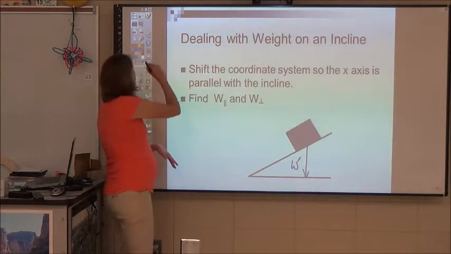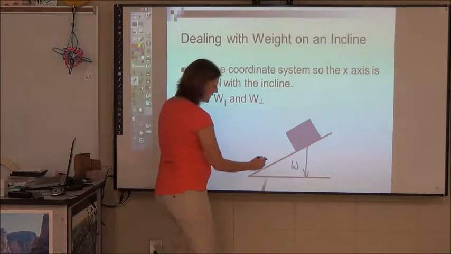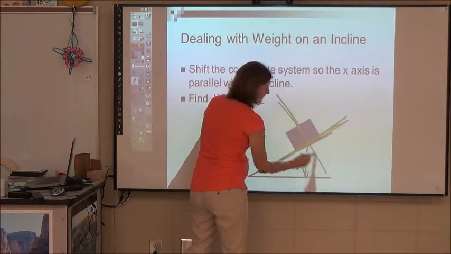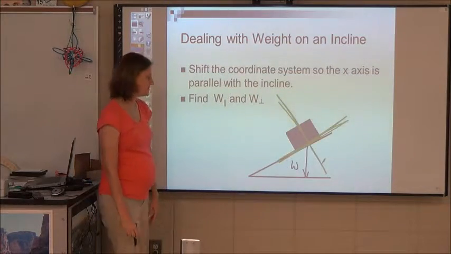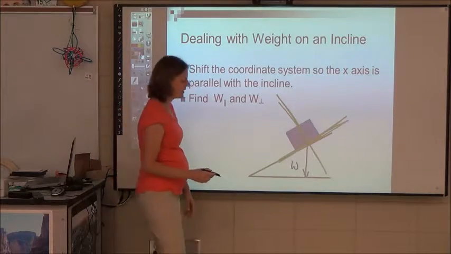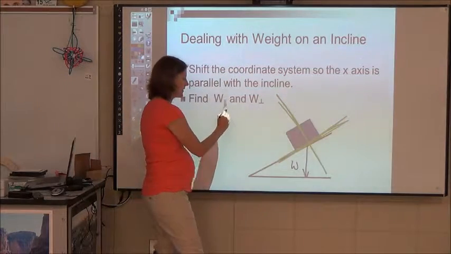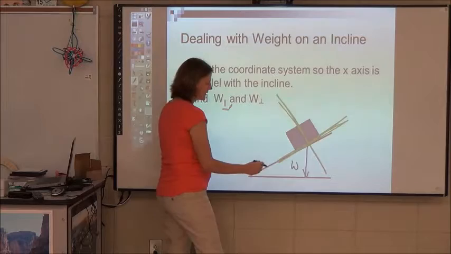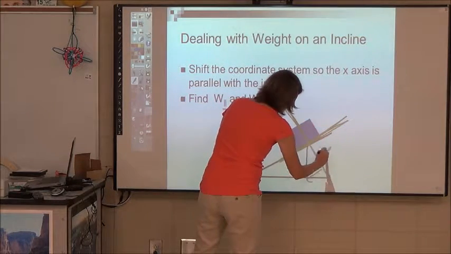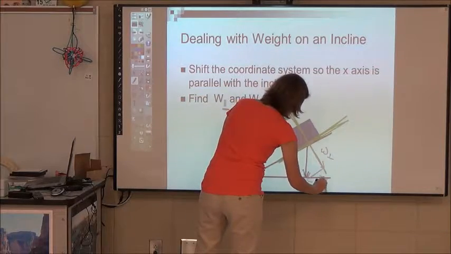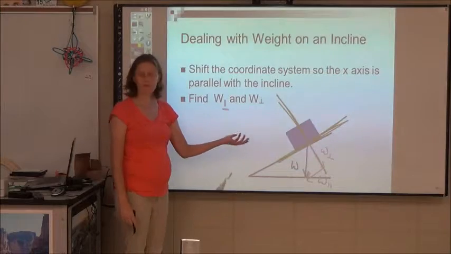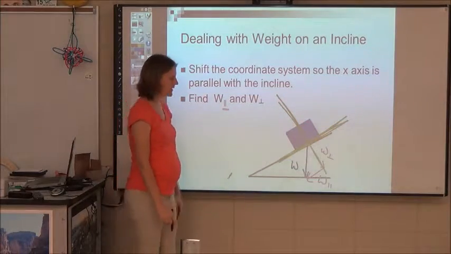angles involved. And we can see that our incline is aligned like this, and they're sort of perpendicular to the incline. And it's actually a lot easier for us to find components called weight parallel, that means parallel, and weight perpendicular. And these are sort of like the x and y components of a vector.